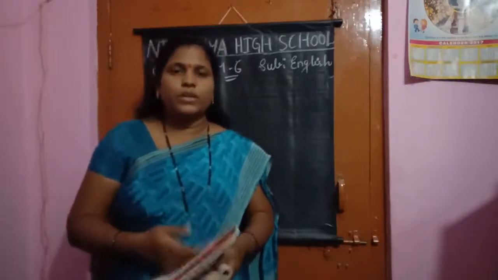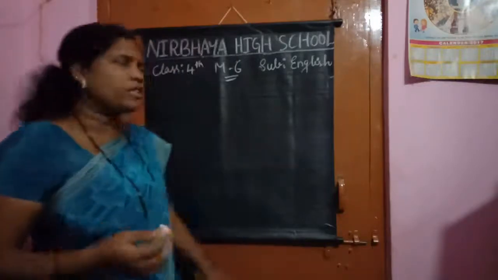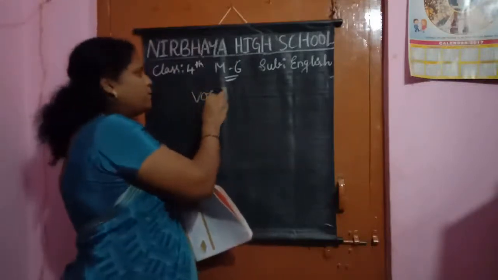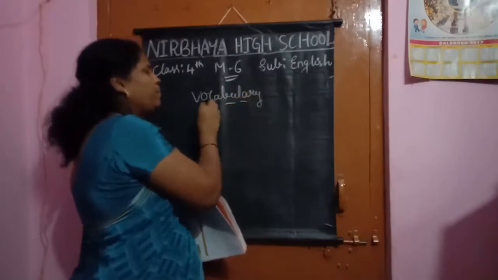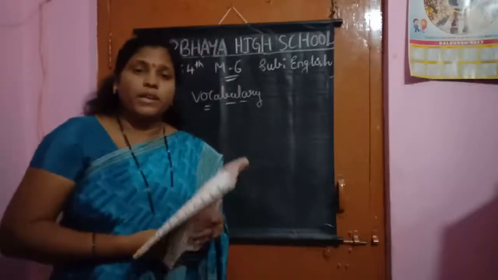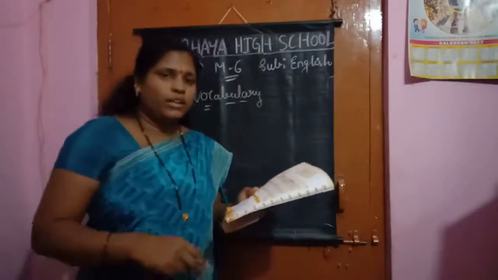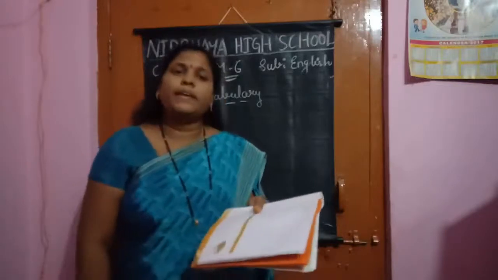Now we are going to do module 6. First in module 6, what is the topic, children? Vocabulary. The vocabulary topic is there. Before the vocabulary, we have a sentence dictation. Tell your parents to dictate some sentences. Okay, children? Now, see the vocabulary part. What is there in the vocabulary?